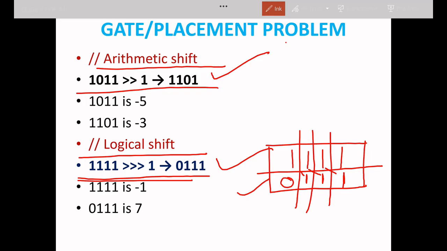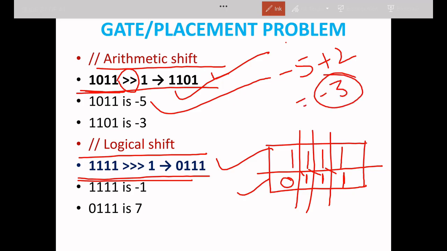And the arithmetic shift, what I told, this is the arithmetic shift. In arithmetic shift, you should also know whether it is left or right. So right shift 1. What am I doing? How is it working? Or if you are unable to, you can also find it like this: minus 5 plus 2 is equal to minus 3. This is a shortcut method. Minus 5 plus 2 is equal to minus 3.